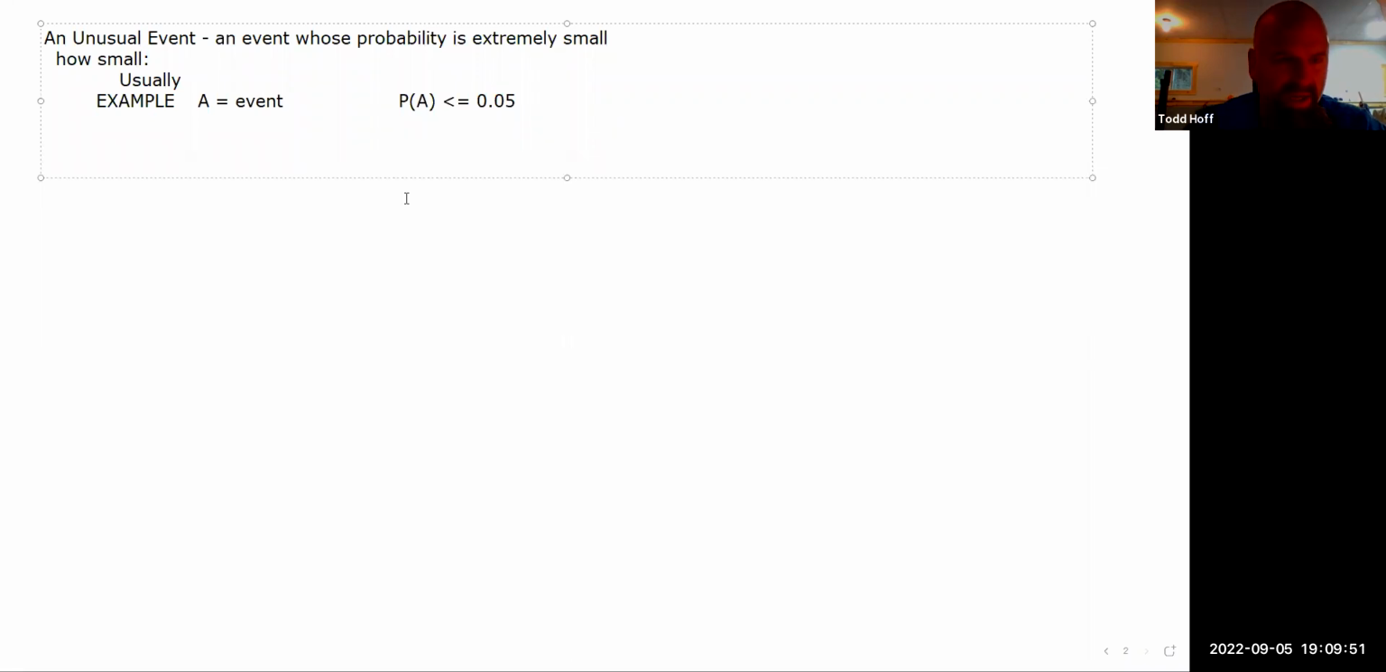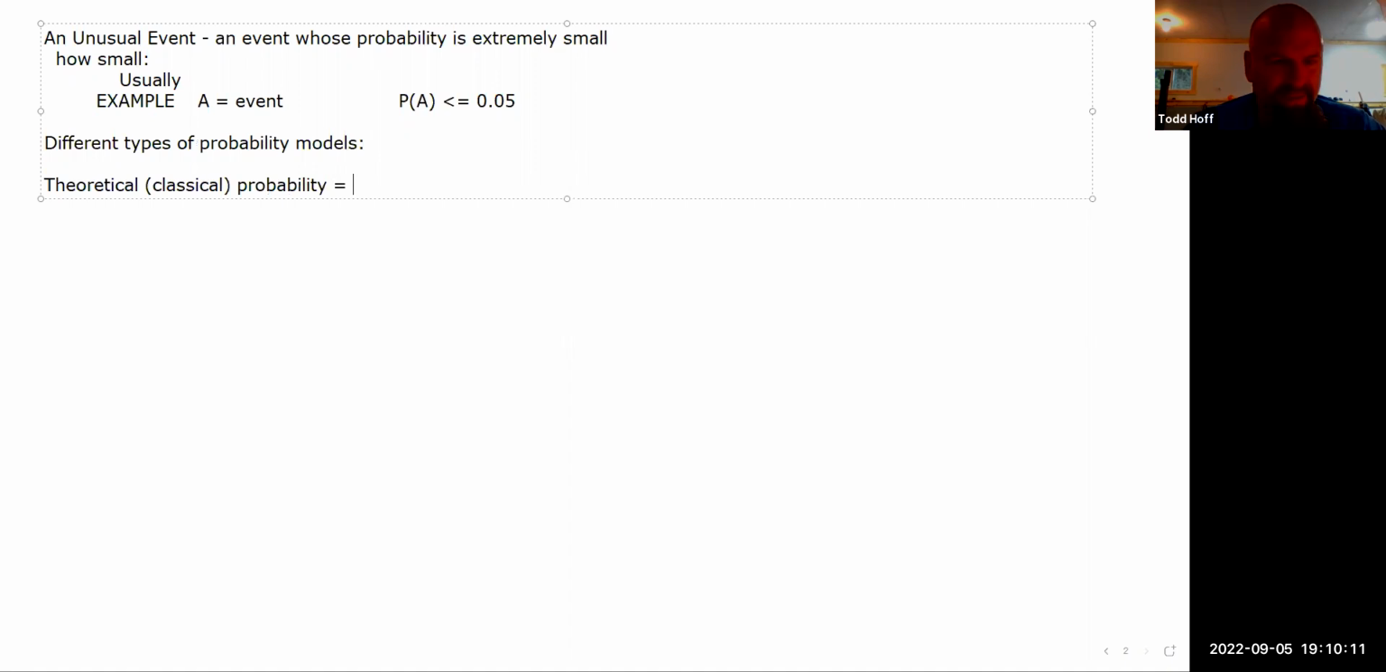We have different types of probability models. Now, each textbook calls these a little bit different. The first one is theoretical, or sometimes called classical probability. And this simply, first of all, requires equally likely events. In other words, every one of the outcomes has the same probability of happening, just like rolling a die. Each of the 6 sides, if it's a fair die, have the same chance of coming up.